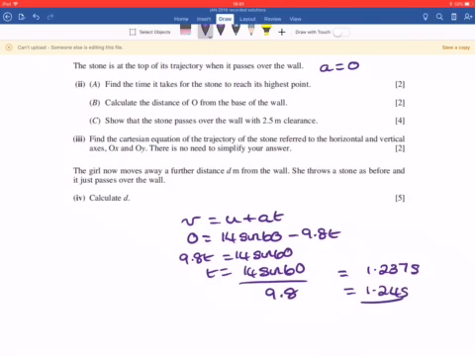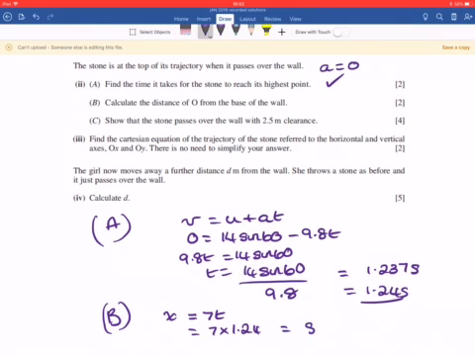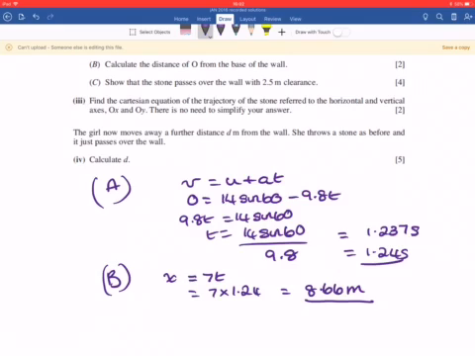Okay, so we've got the time, we've done that bit, so that's A. Okay, B, calculate the distance of O from the base of the wall, so that would be in the x direction, and we knew that in the x direction it was equal to 7t. So it's just 7 times 1.24, and you should get 8.66 metres. I think they allow you between 8.6 and 8.8 for rounding. So, part C.